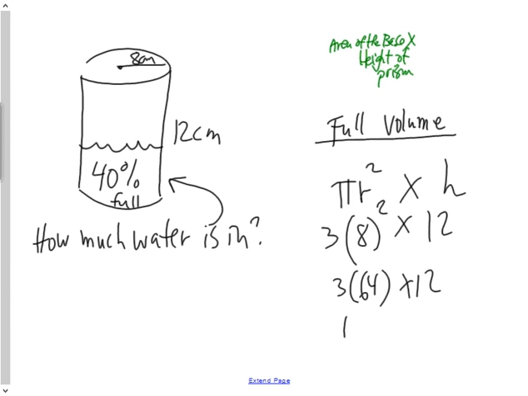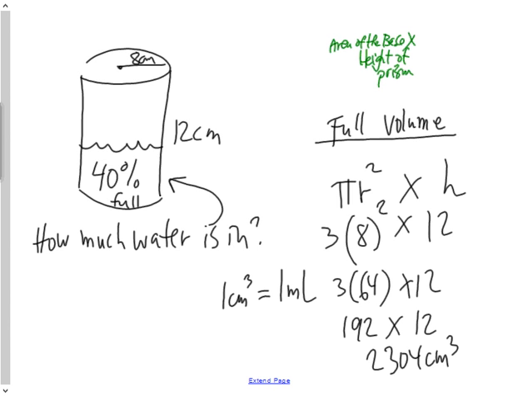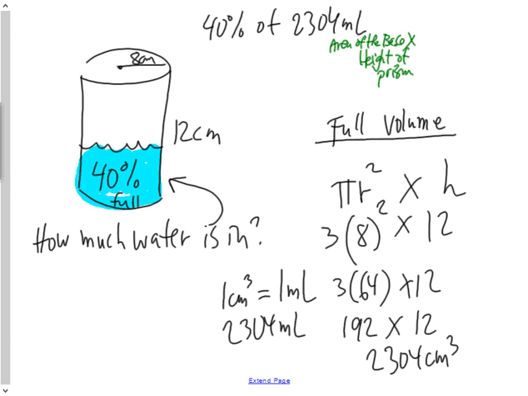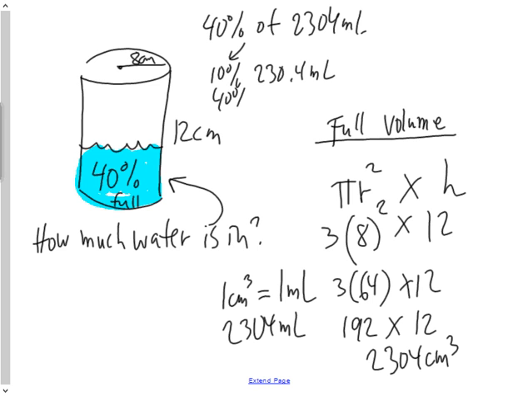3 times 64 is 192. And finally, 192 times 12 is 2,304, which means your units are very important, centimeters cubed. And since 1 centimeter cubed equals 1 milliliter, that means that the volume inside that full cylinder would be 2,304 milliliters. But it's not full. It's only 40% full. So 40% of 2304 mentally, you could find out what 10% is first, which is 230.4. And then 40% would be multiplying that 10% by 4 to get 921.6 milliliters.